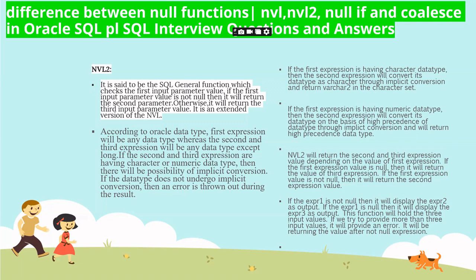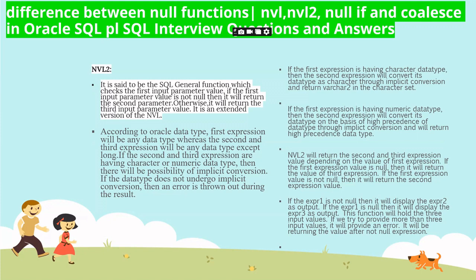According to the Oracle data types, the first expression can be any data type, whereas the second and third expressions can be any data type except long. If the second and third expressions have character or numeric data, there is a possibility of implicit conversion. If the data type does not undergo implicit conversion, then an error is thrown during the result.